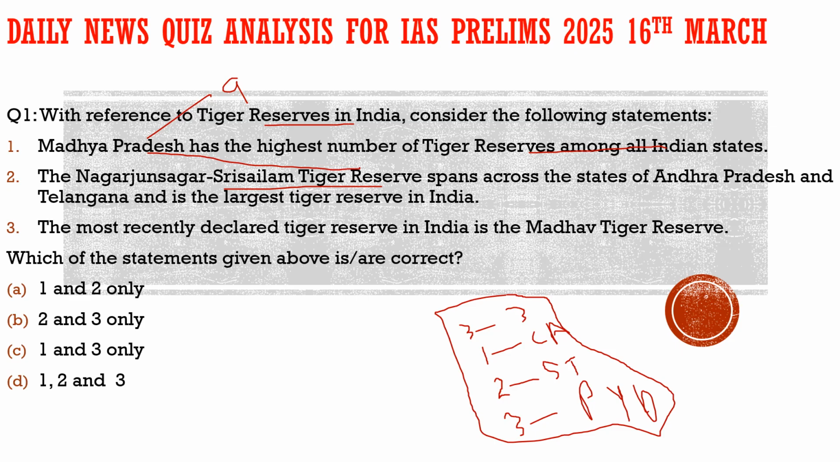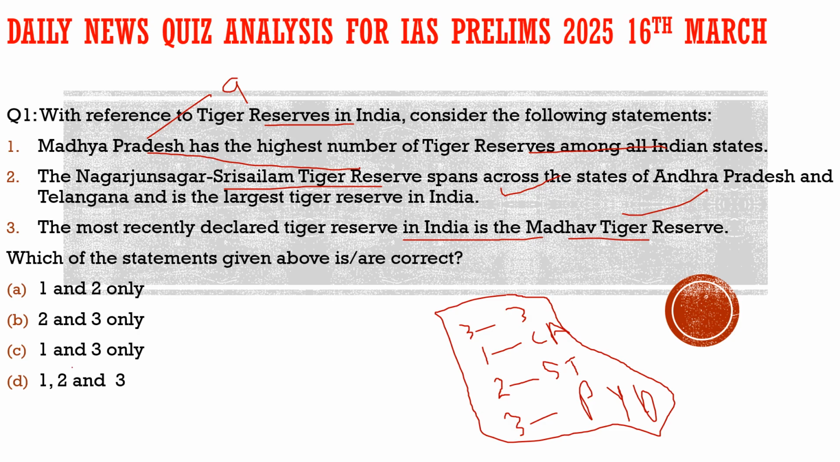Even though it was not mentioned in the article, it is something which you should know, which can be asked with respect to the tiger reserves, and it is true. So the second statement is also true. Third statement, it says the most recently declared tiger reserve in India is the Madhav Tiger Reserve. 100% correct. It has been notified by the government. So with respect to this question, all three statements are correct. So I hope you have understood the question.